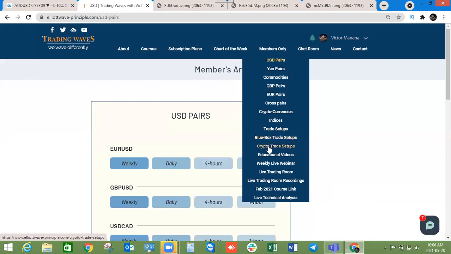So crypto trade setups, you would have noticed that over the last 2 weeks since the crypto, inverted commas, crash started, we have not posted crypto trade setups. We've been waiting for the market to set up and give us a bit more data so we can check the direction. So we will be starting up with the crypto trade setups again in the next week. So look out for that.